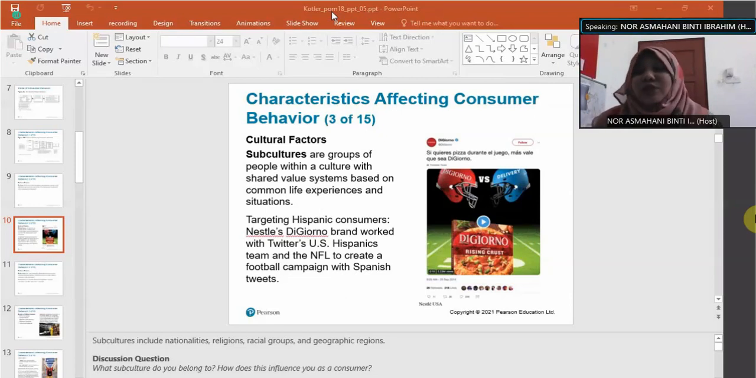So this is the thing that a marketer needs to understand. Is it easy? It's not easy. You need to do research. That's why there's marketing research, market research, right? So you need to understand the culture and subcultures because they are already blended from one society to another society in a country, right? Because of their common life experience and situations that they are in. Okay.